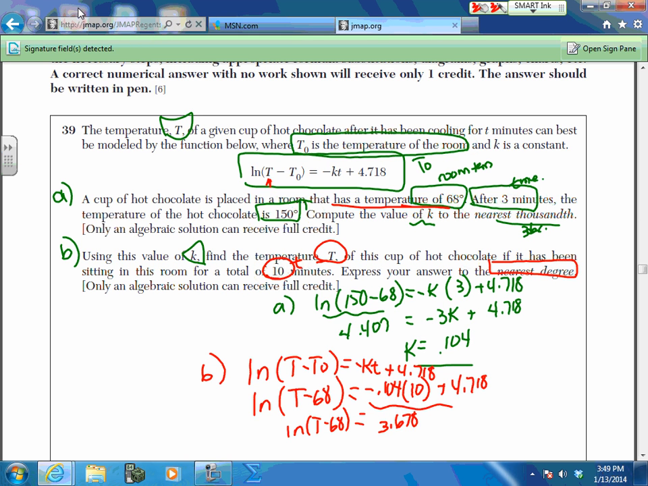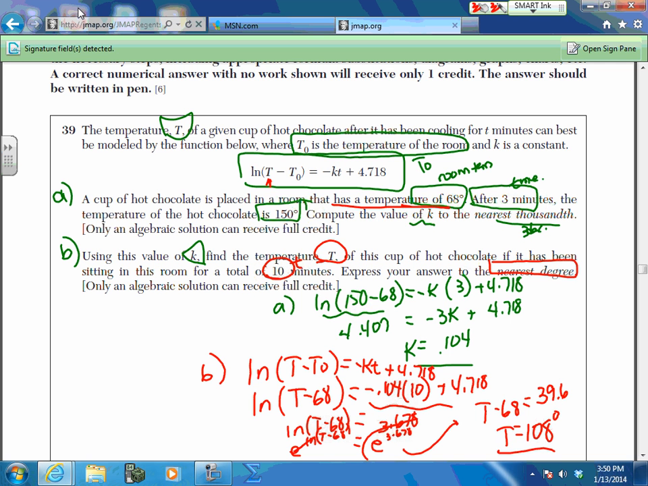I don't have a lot of room, I can't move it down. So to get rid of my ln, I raise both sides to the e. These cancel out. I'm going to bring it over here. I plug this into my calculator. And then I add 68. And I round to my nearest degree.